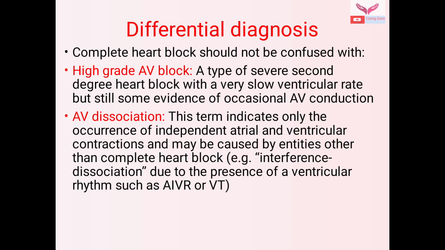The differential diagnoses are high grade AV block. This is a type of severe second degree heart block with very slow ventricular rate but still some evidence of occasional AV conduction. AV dissociation: this term indicates only the occurrence of independent atrial and ventricular contraction and may be caused by entities other than complete heart block. For example, interference dissociation due to presence of ventricular rhythm such as AIVR or ventricular tachycardia.